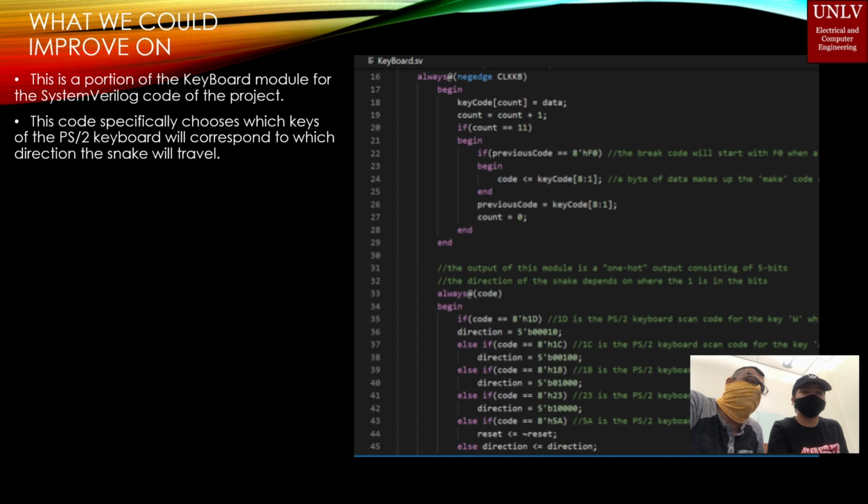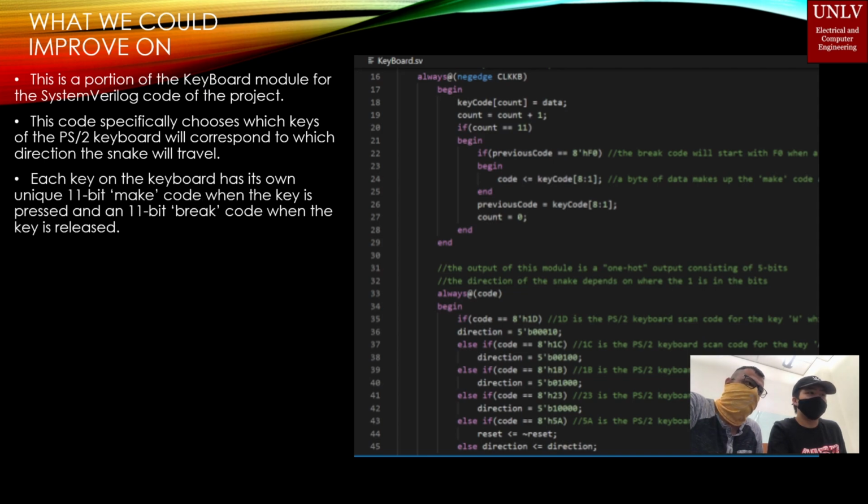So for example, if the snake wants to go up, the corresponding key we chose is W. If it wants to go down, we chose the key to be S, and for left we chose A, and for right we chose D. Each key on the keyboard has a unique 11-bit make code when the key is pressed, and an 11-bit break code when the key is released as well.